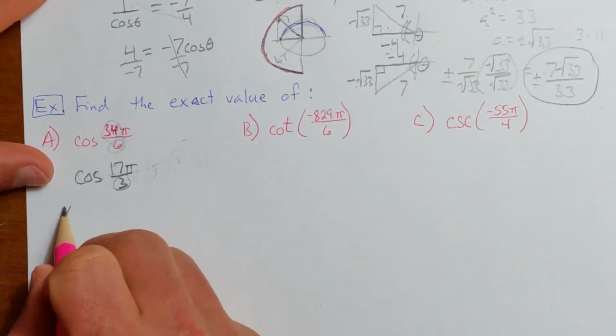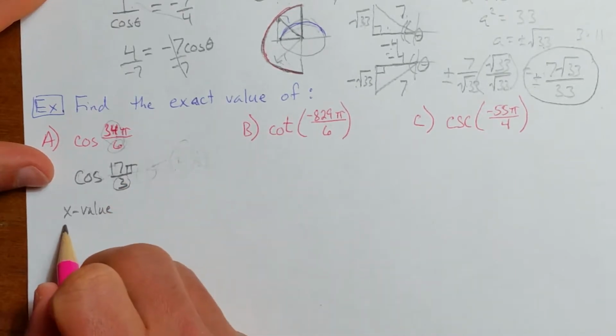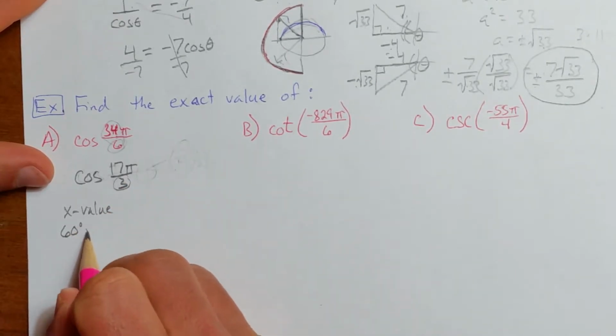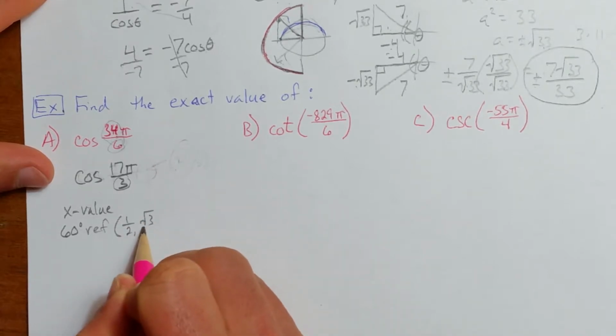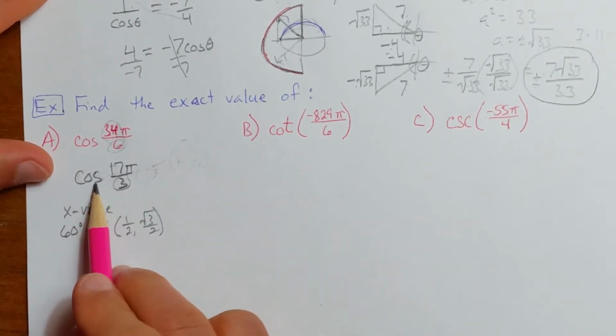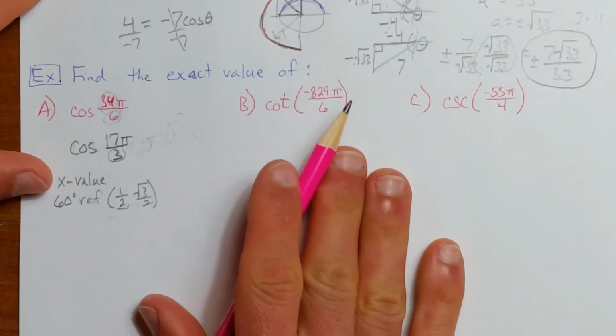So now it's cosine, so I'm looking for the x value. Again, this is how we show our work for these. I have a 60-degree reference angle, which means the point I'm dealing with is 1/2, square root of 3 over 2. Now, since it's the x value, I already know the answer. It's either positive 1/2 or negative 1/2. I need to figure out which quadrant it's in.